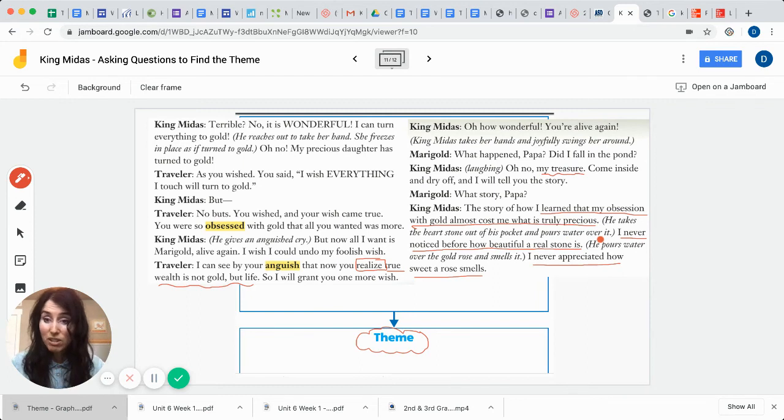He no longer cares about the gold, does he? "I never noticed before how beautiful a real stone is." He pours water over the gold rose and smells it. "I never appreciated how sweet a rose smells." So now do you know what the theme is of this story? There are lots of details to support it. In fact, the author told you what the theme is. Did you catch it?